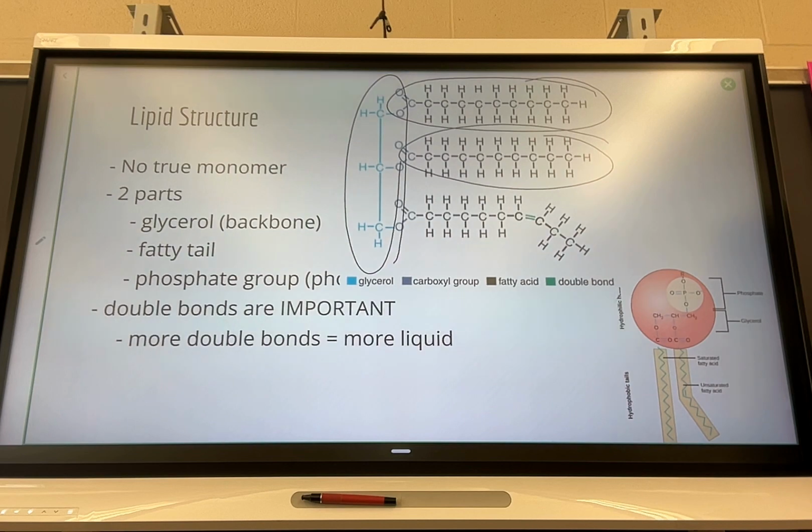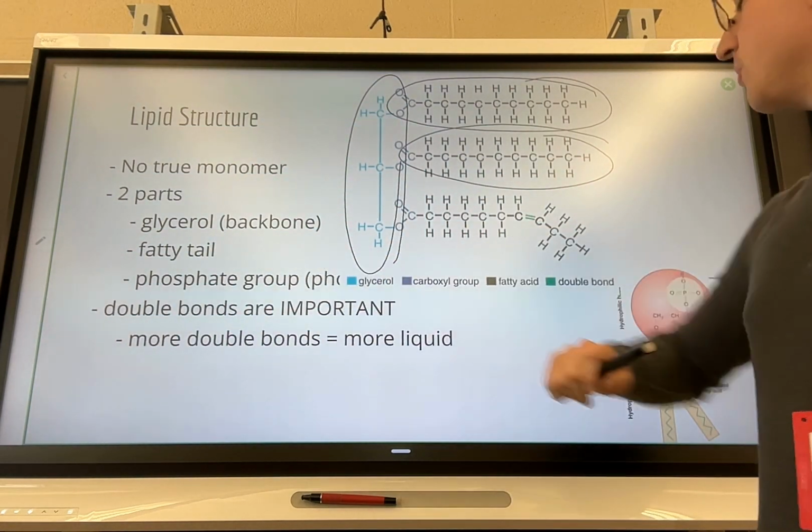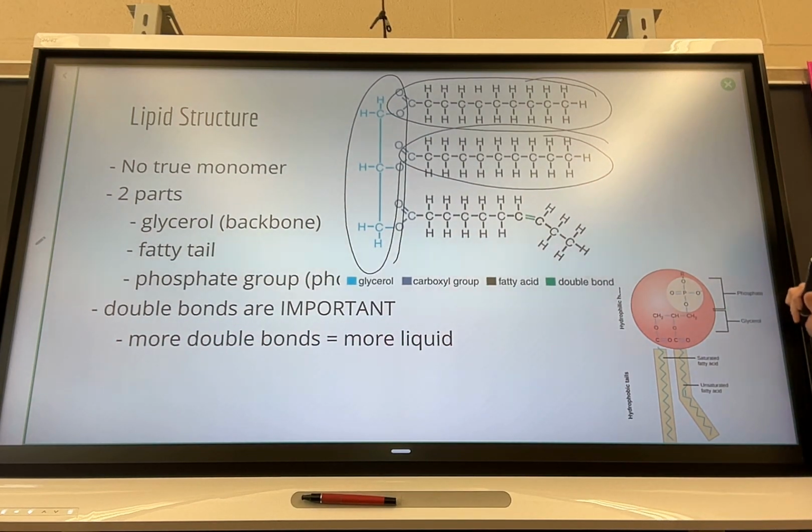We usually have 2 to 3 tails on a lipid. We can also have a phosphate group. You can see over here, this is a phospholipid. It has this little red area with the phosphate group up on top. We'll talk about phospholipids specifically when we get to cell membrane formation.